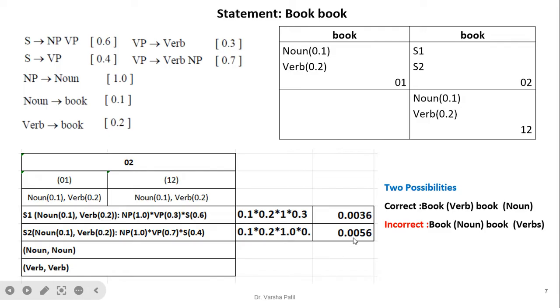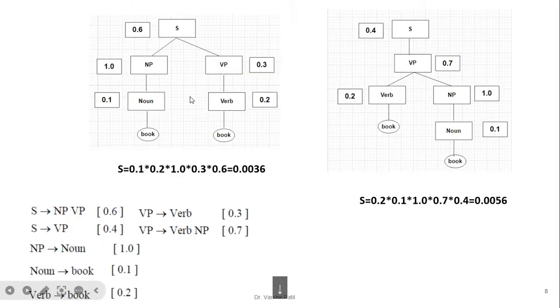So with noun verb we are getting the answer 0.0036, and with verb noun we are getting 0.0056. So if we see the value, 0.0056 is greater than this value, so this statement is more probable. First I will explain from the diagram, and after that it is very easy to understand.